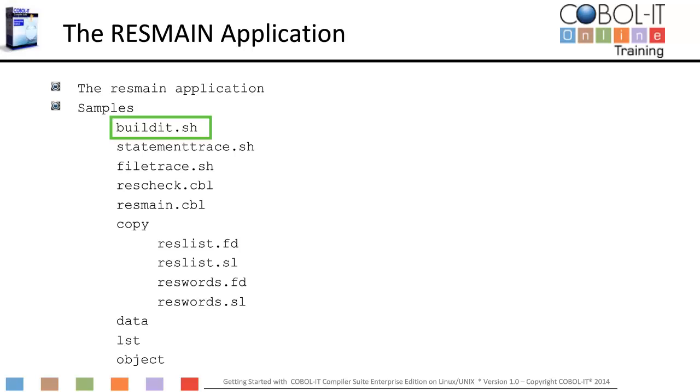Buildit.sh is a script file designed to compile and run the programs in the RESMAIN application. The build process creates object files in the object directory, and list files in the lst directory. Running the application creates files in the data directory, and accesses the data in those files. We will examine the statement trace and file trace shell scripts later, when reviewing COBOL-IT's tracing capabilities. Let's begin by examining the buildit shell script.